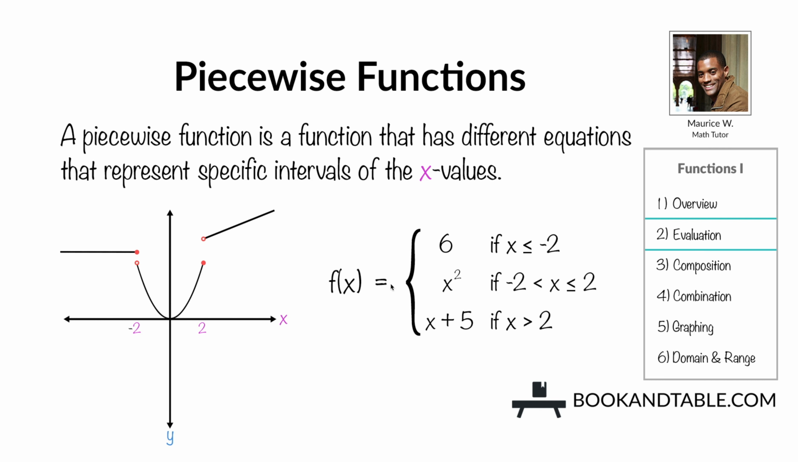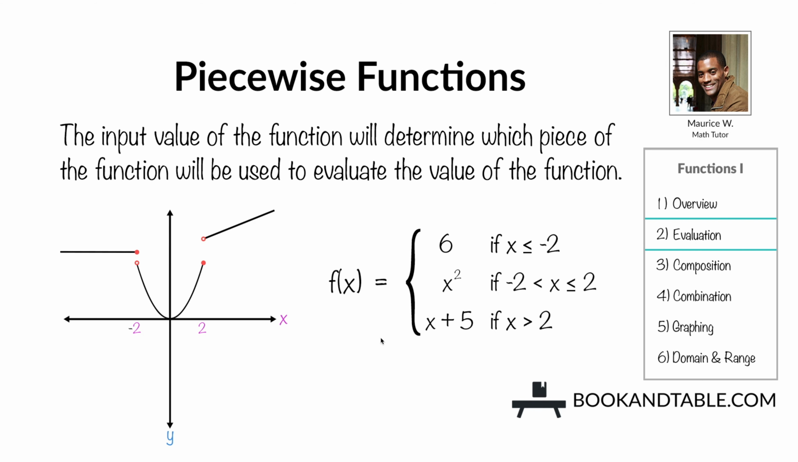So we have f of x is equal to 6 if x is less than or equal to negative 2. It has a value of x squared if x is between negative 2 and positive 2. And it has the expression of x plus 5 when x is greater than 2. So for each interval, you have different expressions representing the function f of x, but all three of these represent f of x just at different places along the x.